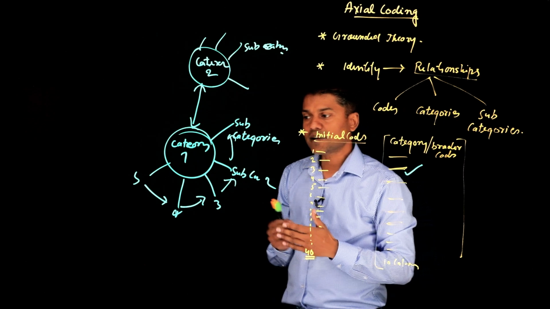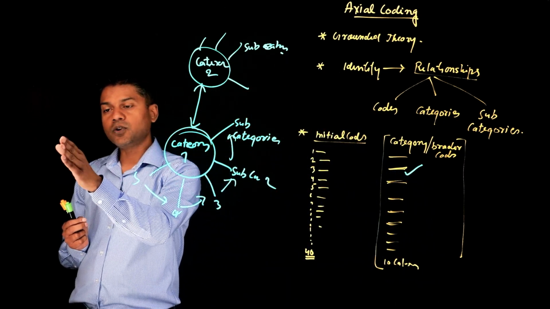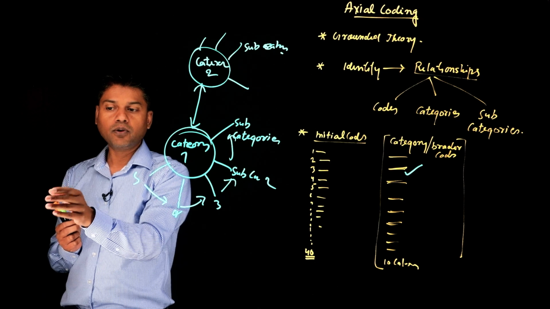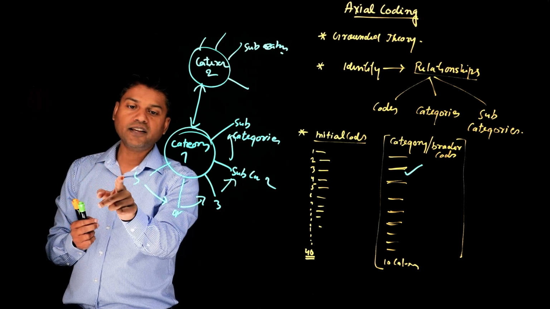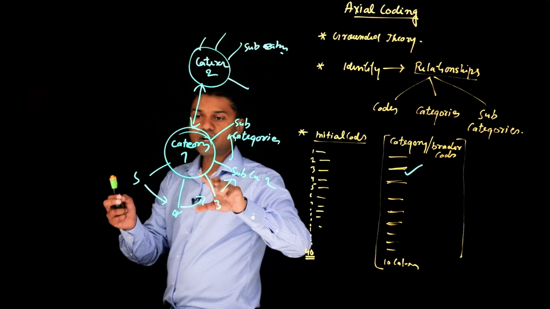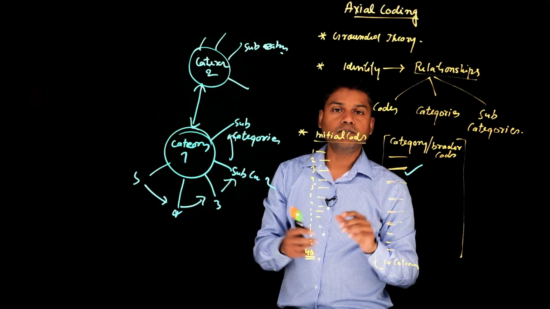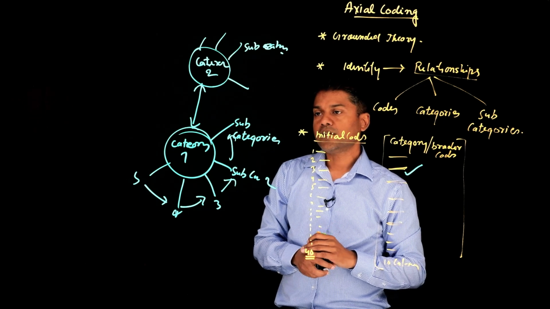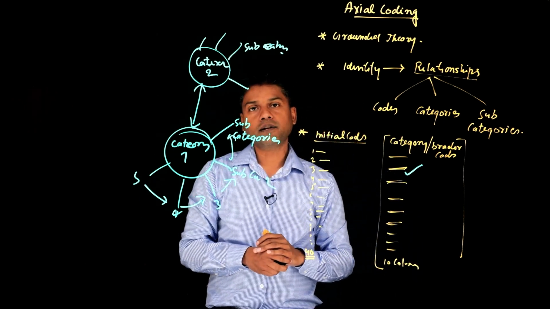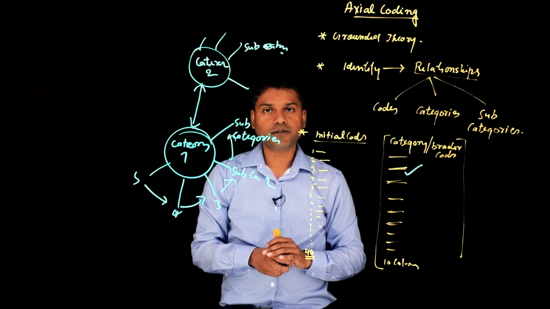And it could be a causal relationship, maybe. So this category or this code or this particular concept is causing this concept, which leads to this concept. So you try to understand the process or the relationship between different categories and subcategories. And that is what axial coding is.